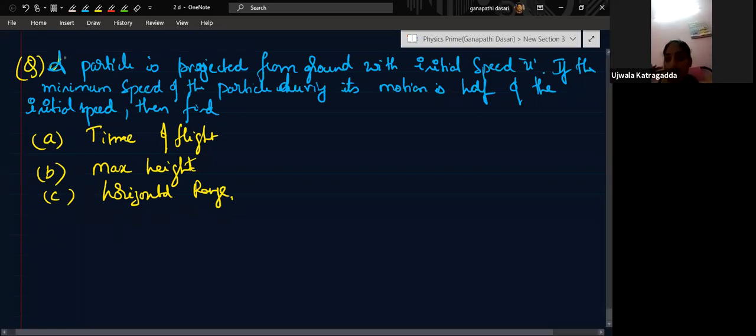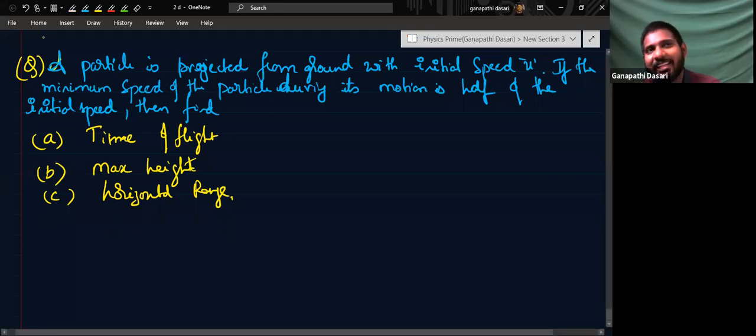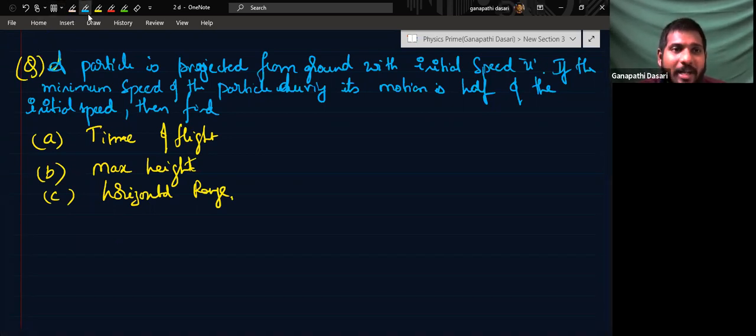Maximum will be 9.8, no, sir? Acceleration due to gravity will remain constant throughout the motion. The speed, where will it occur? How much is that minimum speed? That's what I'm asking you.